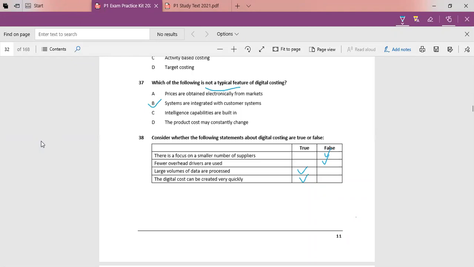See, prices are obtained electronically. It is not that it is not at all, but not a typical feature. So on a relative note, when we compare that, prices being obtained electronically from markets is the feature. Intelligent capabilities being built in is also a feature. The product cost may constantly change because more units are produced, divided by the total number of units. The cost curve is a decreasing curve.